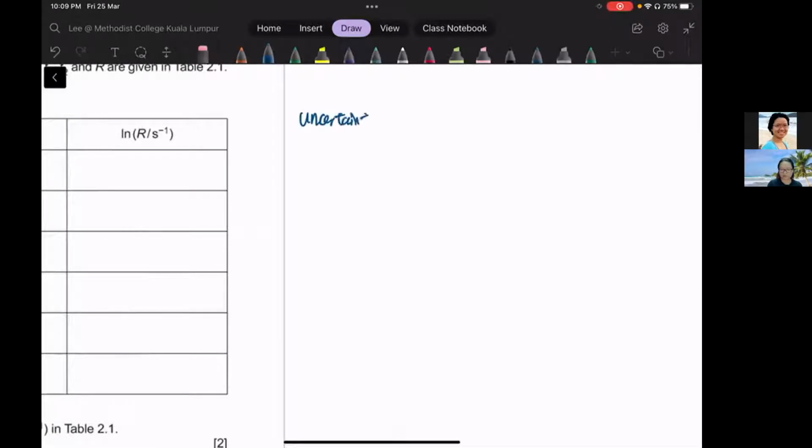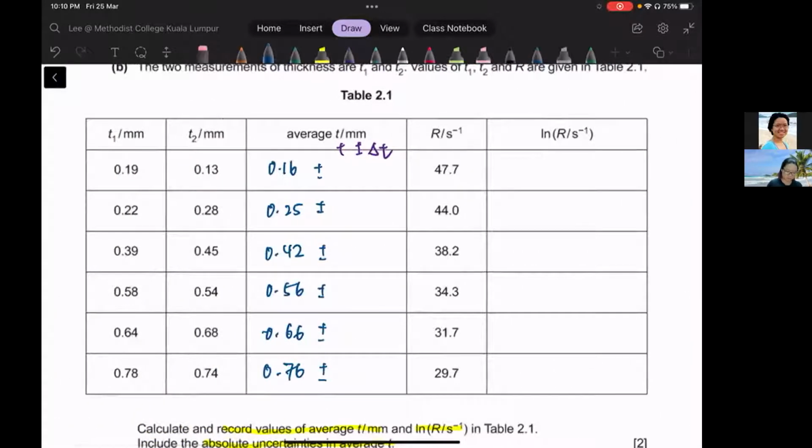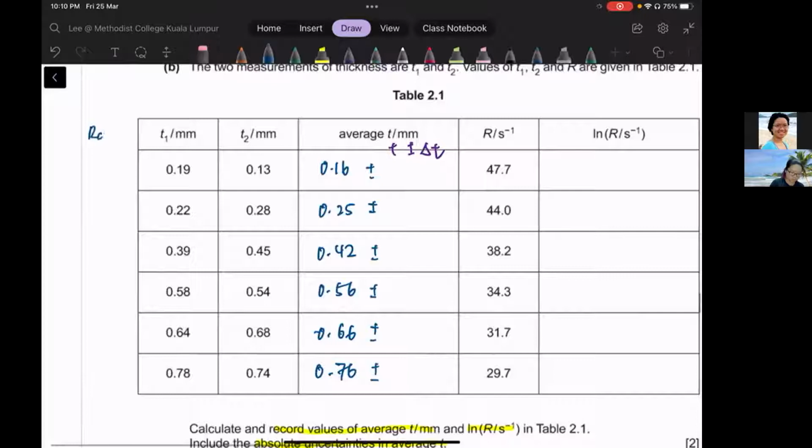When looking at uncertainties, there are a few scenarios that can happen. Number one is a fail-safe, meaning you can use it all the time: always can use, which is the half times the range method. For example, we go back here. What is the range of T1 and T2? The range for each reading is different, so the absolute uncertainty for each reading is also different.